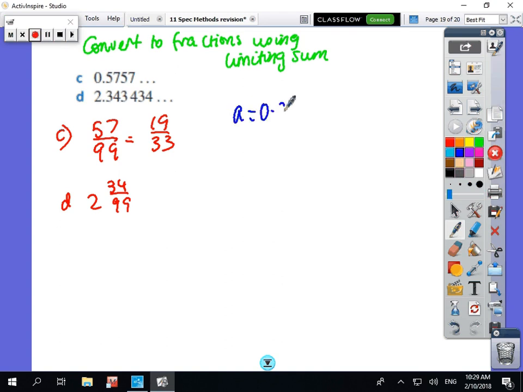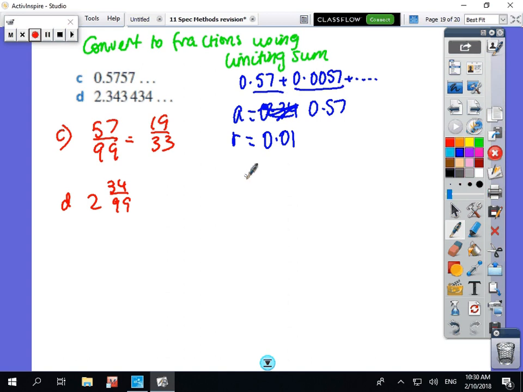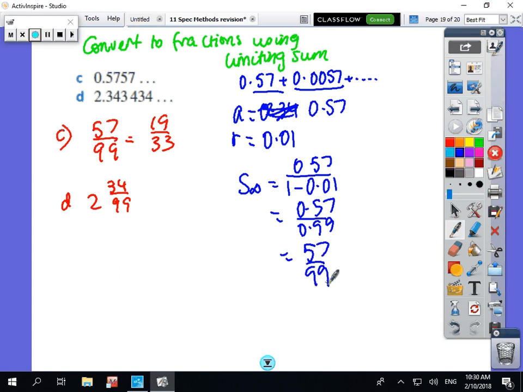So the recurring part is 57, so the sum is 0.57 plus 0.0057 plus dot dot dot. So a is 0.57, r equals 0.01 when you divide those two terms. So S infinity equals 0.57 over 1 minus 0.01, which is 57 over 99, which equals 19 over 33. So practice the second one. Coming up to the last question.